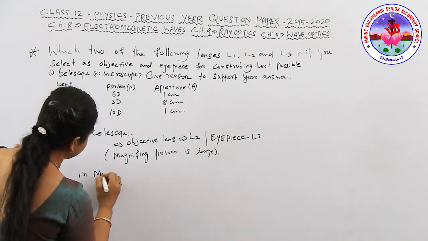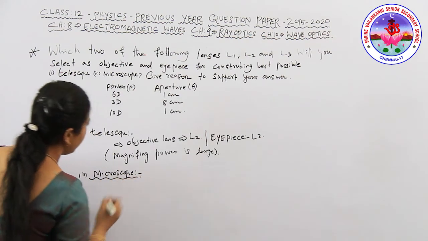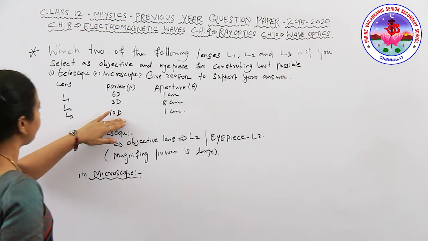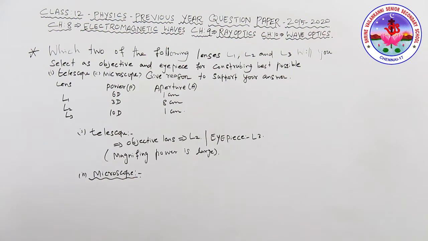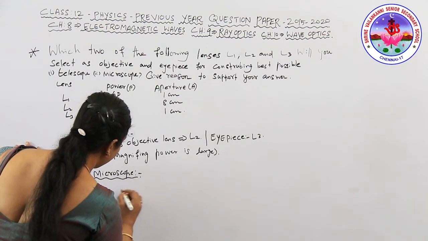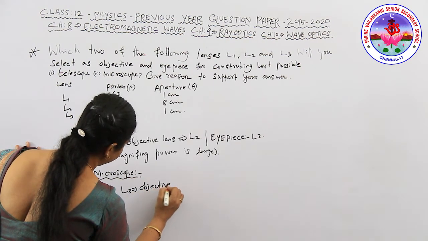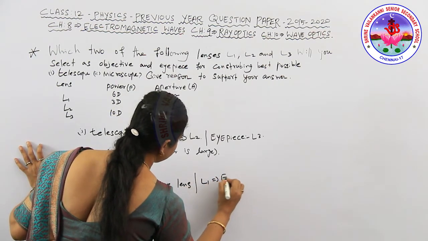For the microscope, we can say, observe the lenses and the power and aperture. So for the microscope, we can say that L3 is the objective, right, and L1 is the eyepiece, because the angular magnification is more. For a short range of focal length also it has. So we have taken for the microscope, L3 as objective and L1 as eyepiece.